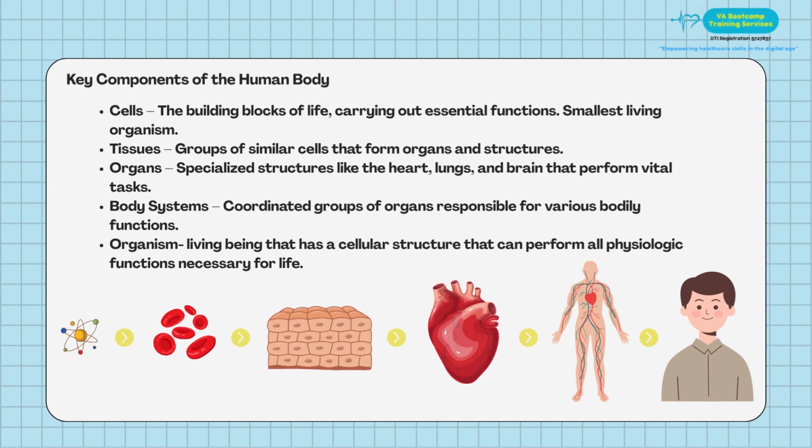Key components of the human body. The human body is a remarkable structure made up of various systems and components working together. Here are some of the key parts. Cells, the building blocks of life, carrying out essential functions. Smallest living organism. Tissues, groups of similar cells that form organs and structures. Organs, specialized structures like the heart, lungs, and brain that perform vital tasks. Body systems, coordinated groups of organs responsible for various bodily functions. Organism, living being that has a cellular structure that can perform all physiologic functions necessary for life.